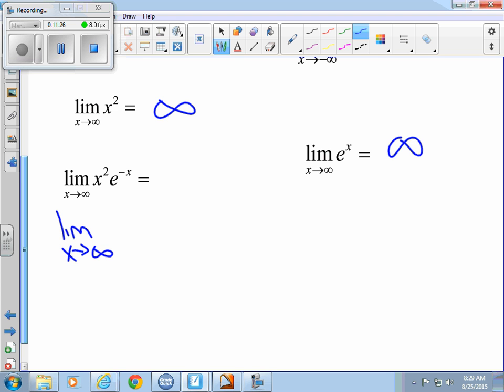Infinity times 0 doesn't make sense, just like 0 over 0. Those are things I don't know. But I can do a little rearranging. You said that e to the negative x was the same as 1 over e to the x. Would you agree that this is the same as x squared over e to the x?